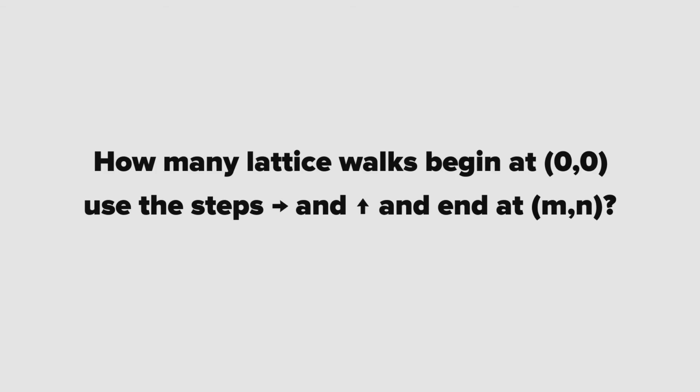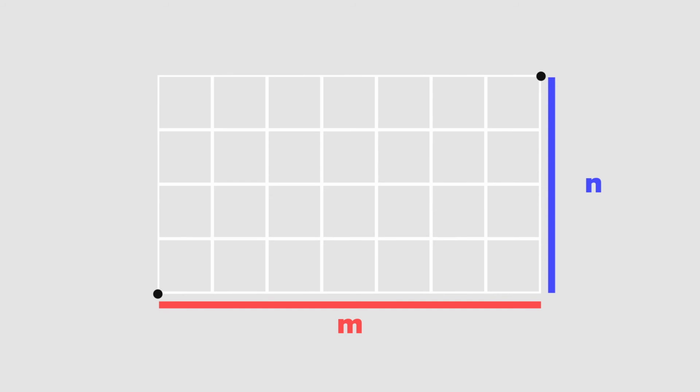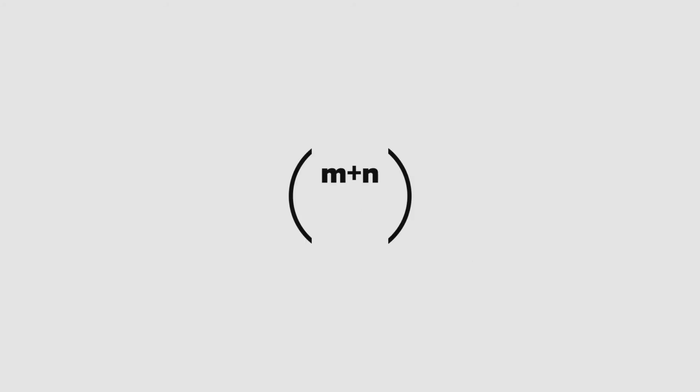How many lattice walks begin at the point (0,0), use the steps right and up, and end at the point (m,n)? Because we are only allowed to take right and up steps, to reach (m,n) the total number of steps needed is m plus n, where m of those steps need to be to the right and n of those steps need to be up. One way to count all possible walks would be to choose when to make each up step, with the rest of the steps being right steps. We can take a set of individual steps and choose n steps from this set. These will be our up steps. The rest of the steps will be right steps. There are m plus n choose n ways to choose when to make an up step.